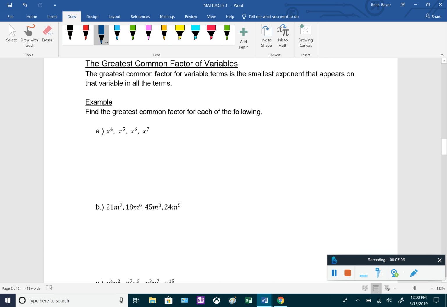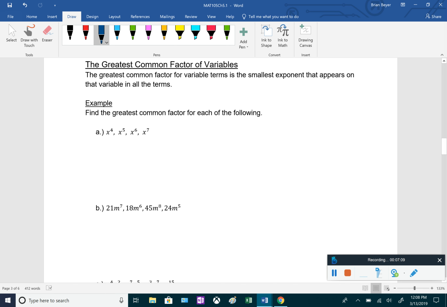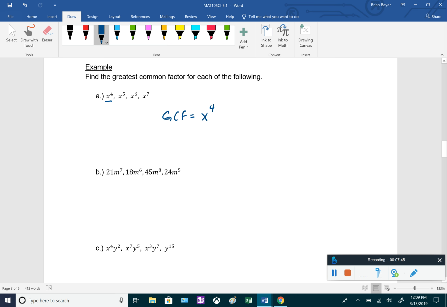So let's move on to doing it with variables now. So the greatest common factor when we have variables is going to be the variable with the smallest exponent. So let's do these examples. So find the greatest common factor for x to the 4th, x to the 5th, x to the 6th, x to the 7th. So the greatest common factor between them is going to be the variable with the smallest exponent, which is the x to the 4th. So the GCF is going to be x to the 4th. Okay, so relatively simple for these ones.